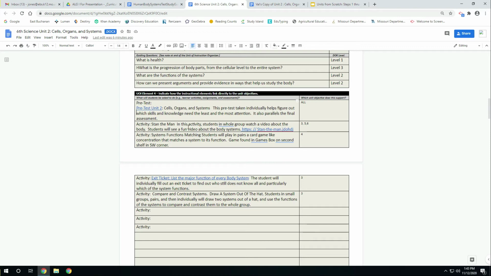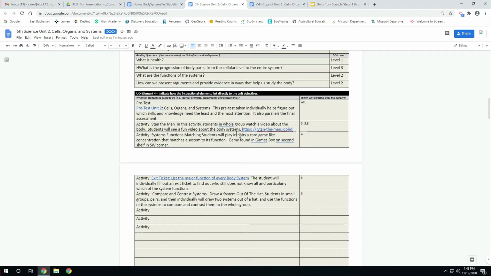And it's kind of that entry level, that lower level, so the low floor, that we're going to start with, so we can get to the high ceiling.